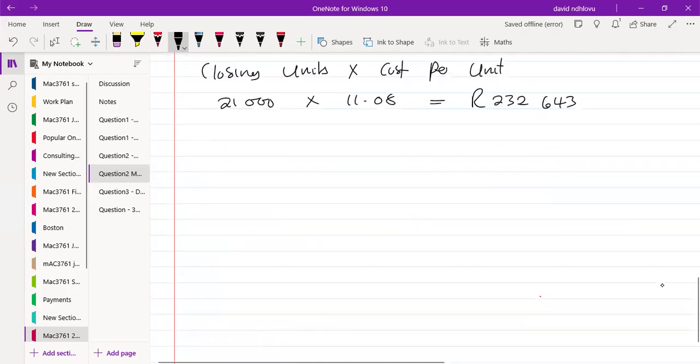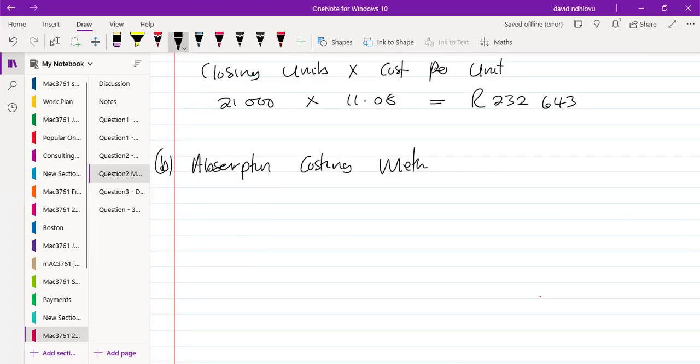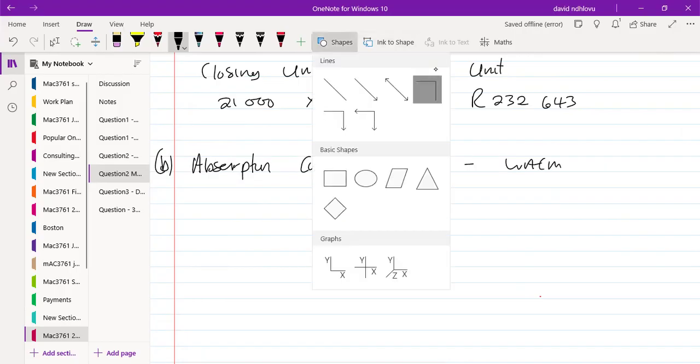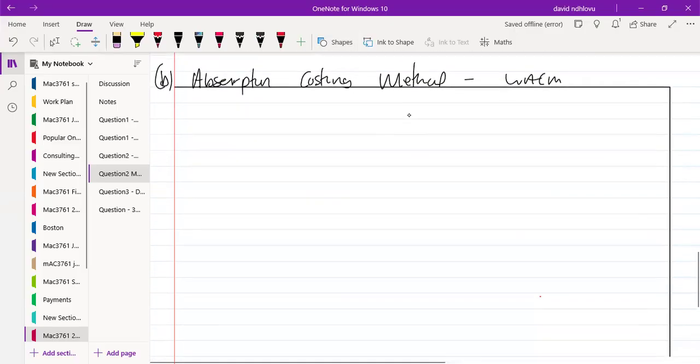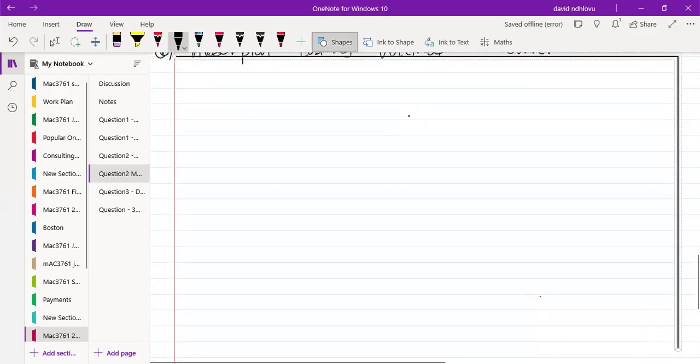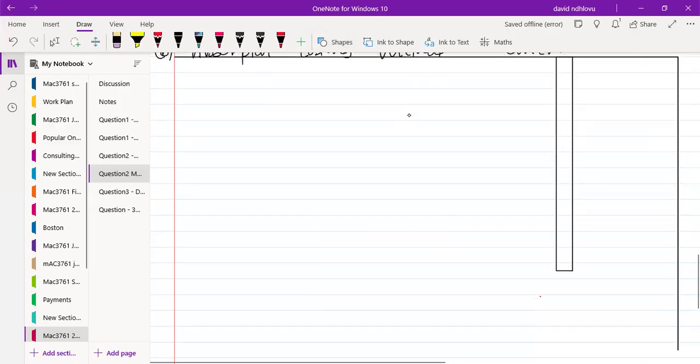Yes, we're clear. Wonderful. Let's look at the absorption costing method. So we want to look at the absorption costing method. We are still using the weighted average cost method. Most of the things and the calculations are similar. Our biggest difference is simply how we are going to treat the fixed manufacturing costs.